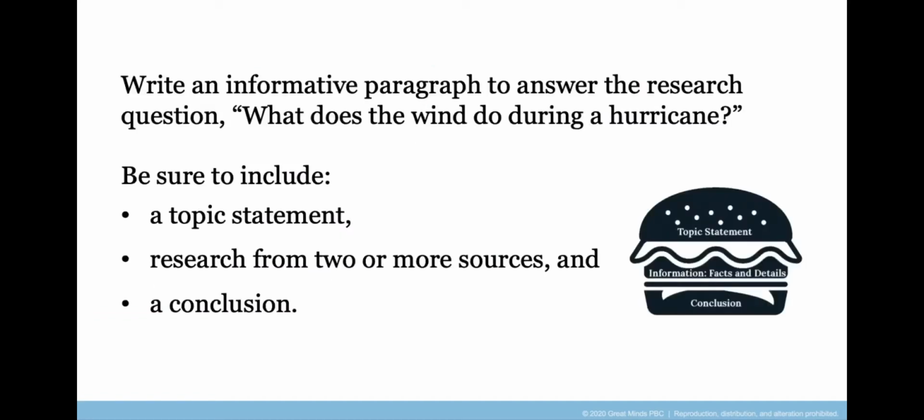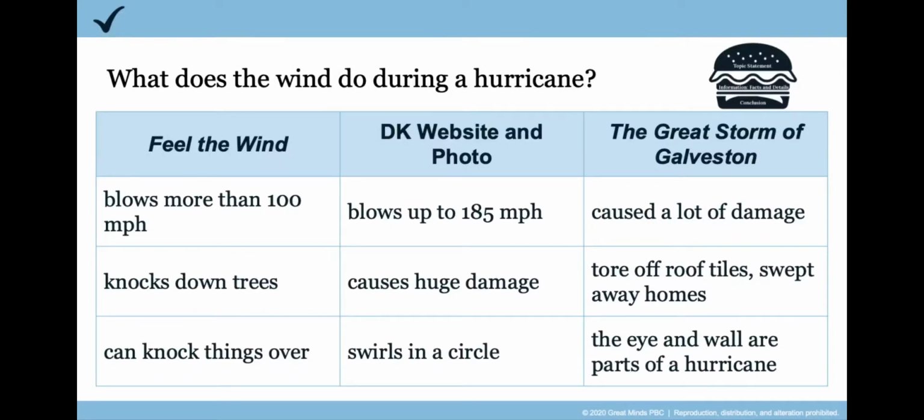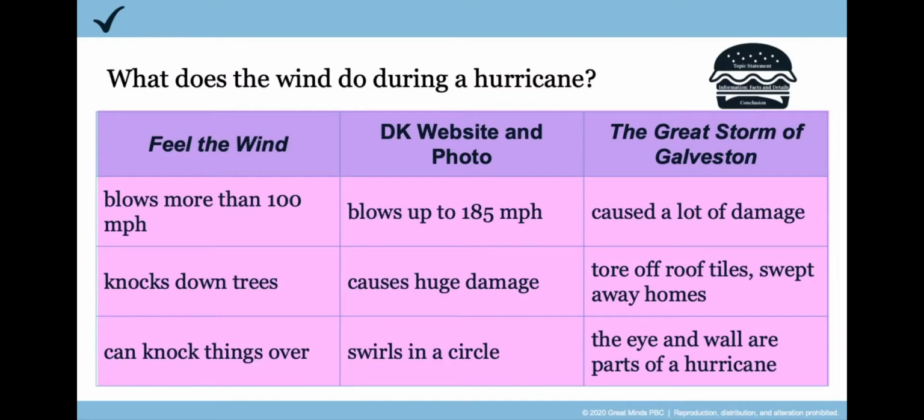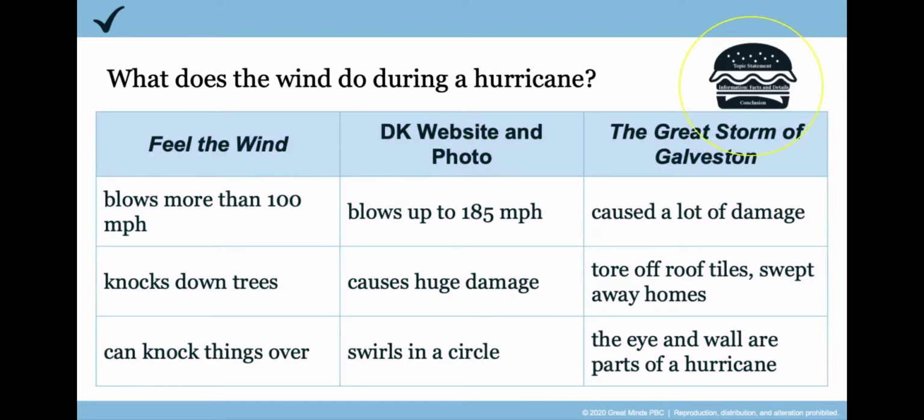Now that you have practiced your paragraph, let's review the task one more time. You are going to write an informative paragraph to answer the research question, what does the wind do during a hurricane? Remember that you will include a topic statement, research from 2 or more sources, and a conclusion. And here are some more resources that may help you when you write your paragraph. You will see the research question, the information from 3 sources, and a picture of the topic sandwich to remind you of all parts of an informative paragraph.